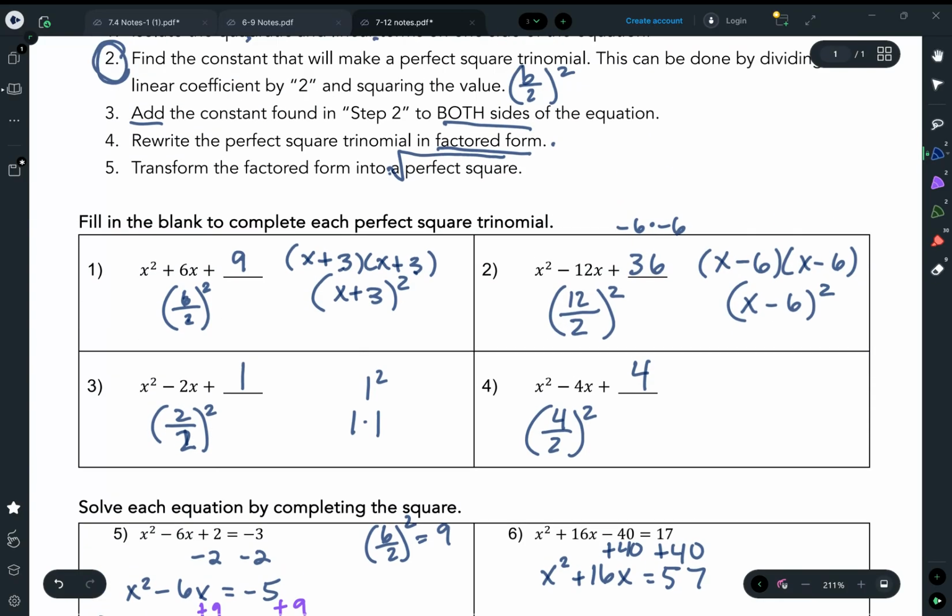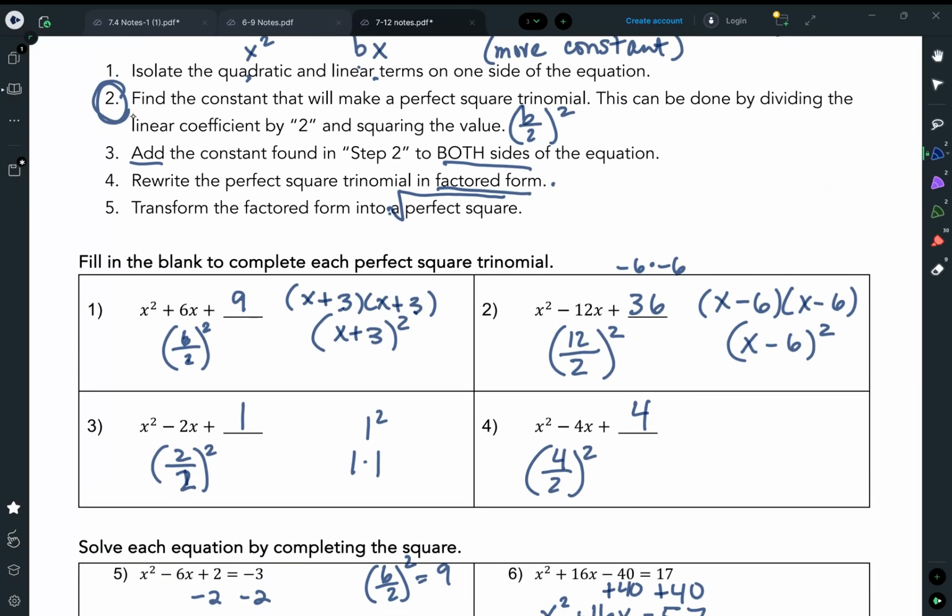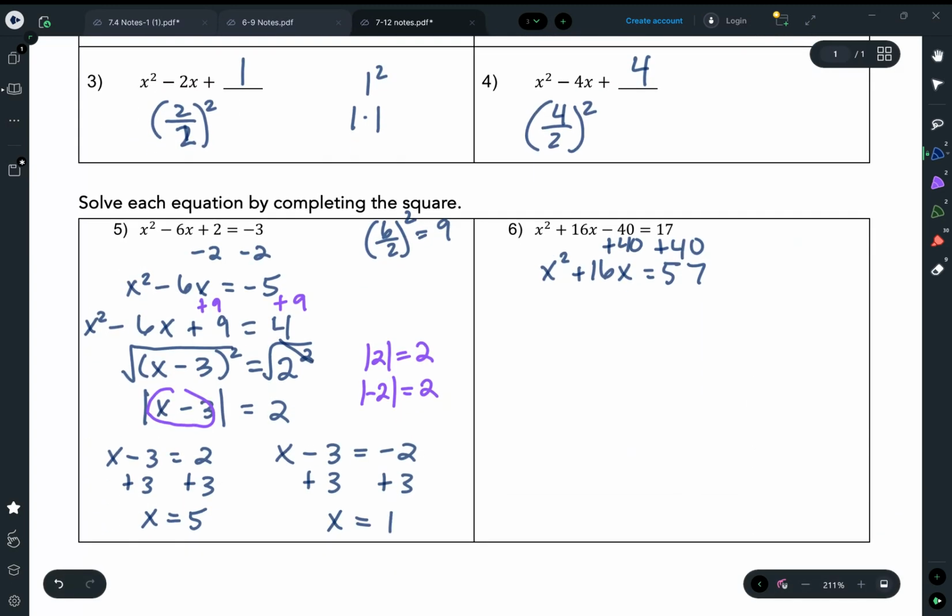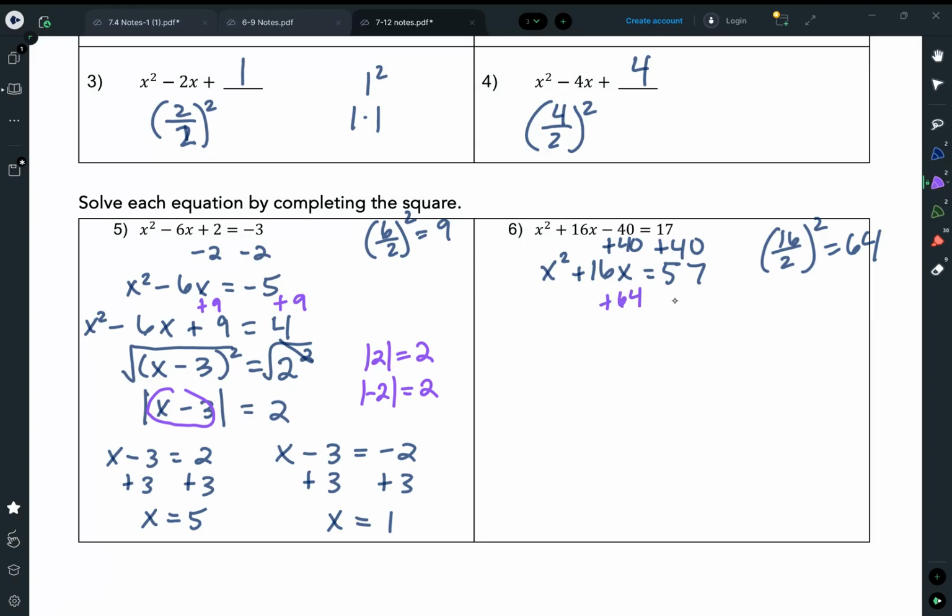Now our second step was that really weird new step, find the constant that will make a perfect square, and we do that by taking the linear coefficient and dividing by 2, so 16 divided by 2, and then we want to square that. So 16 divided by 2 is 8, 8 squared is 64. So we're going to add a 64 on both sides. And I'm doing that in that different kind of purple color.